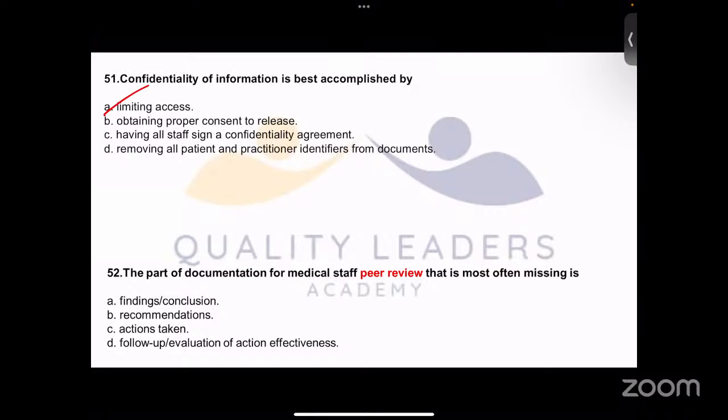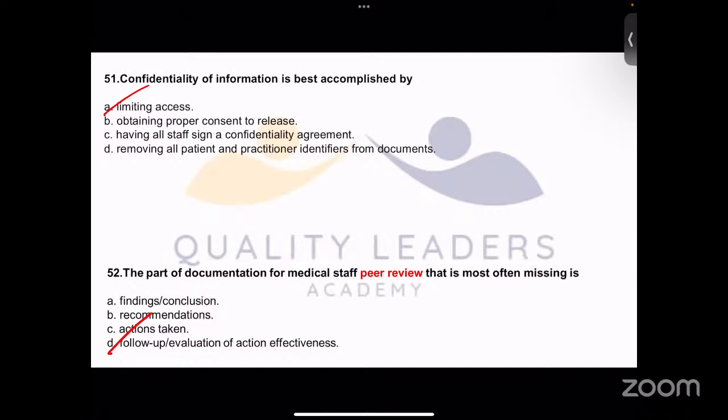For 52, the part of documentation for medical staff peer review, what is most often missing is A, findings and conclusion, B, recommendations, C, actions taken, D, follow up, evaluation of action effectiveness. The most commonly missing step is the follow up. Okay, follow up or the evaluation of action effectiveness.